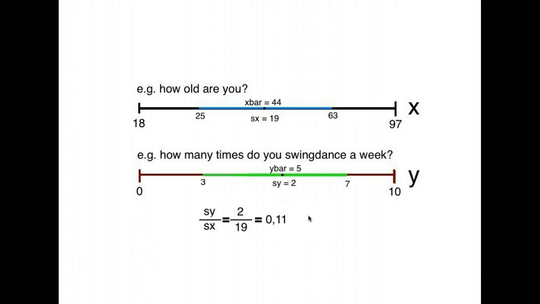So what we're going to do is express our beta coefficient in terms of our dependent variable. In order to do that, we take the standard deviation of y, which is equal to 2. See here, it's equal to 2. We place that there. The standard deviation of x, which we can find here, is 19, so we place 19 here, and that is equal to 0.11. Now what this means is that 1 year is worth 0.11 swing dances.